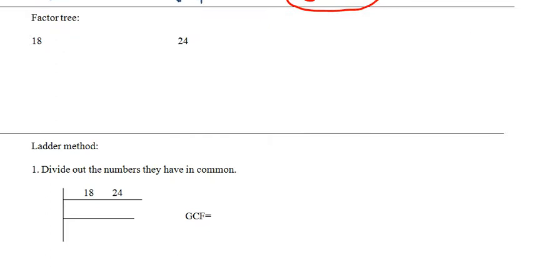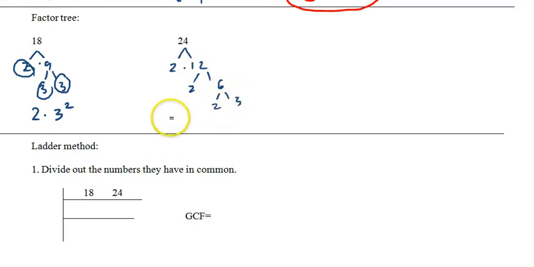Alright, so here's the factor tree method. What it is, you break them down using a factor tree. So it's 2 times 9. Make sure you always circle the primes so you don't forget them. And what we get is 2 times 3 squared. And then 24. That's 2 times 12, 2 times 6, and 2 times 3. So we have 2 cubed times 3. Alright, so 24 equals this number, 18 equals this number. And if you check it by multiplying, 9 times 2, that's 18. 8 times 3 is 24.